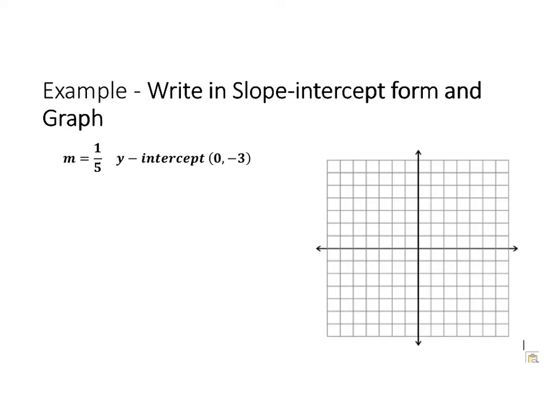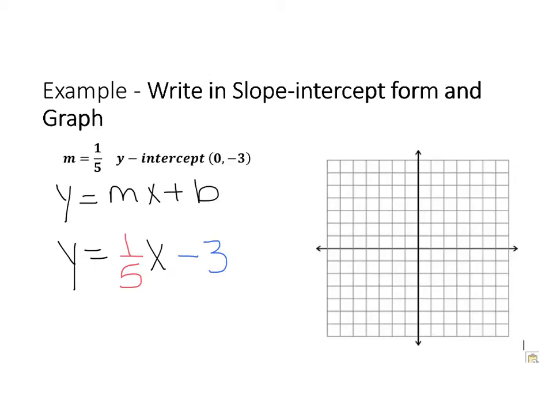In this example, we're going to be given the slope and the y-intercept, and we're going to insert that into the slope-intercept form. So remember, your slope-intercept form is y equals mx plus b. What we're going to do is substitute in our slope, which is 1/5, and then substitute in our y-intercept, which is negative 3. So that's our equation in slope-intercept form. It's your blueprint for creating a graph.